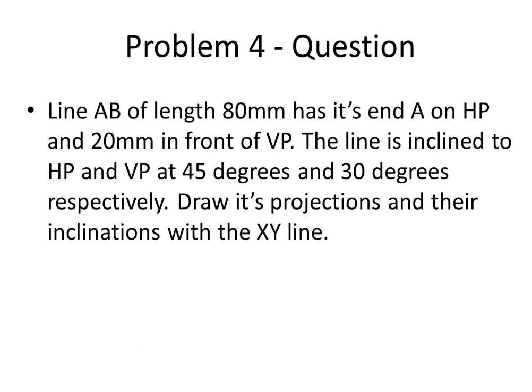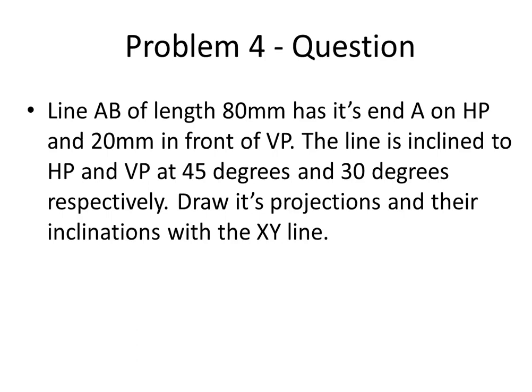So here it looks like a straightforward question, but the data is slightly different than what we have seen before. Here the combination is the true length is given, the position of end A is given with respect to HP and VP, and the other two data are actually the inclinations of the line with both HP and VP.